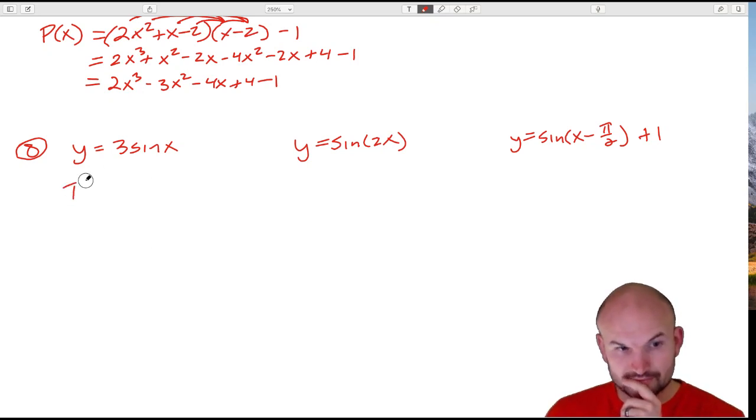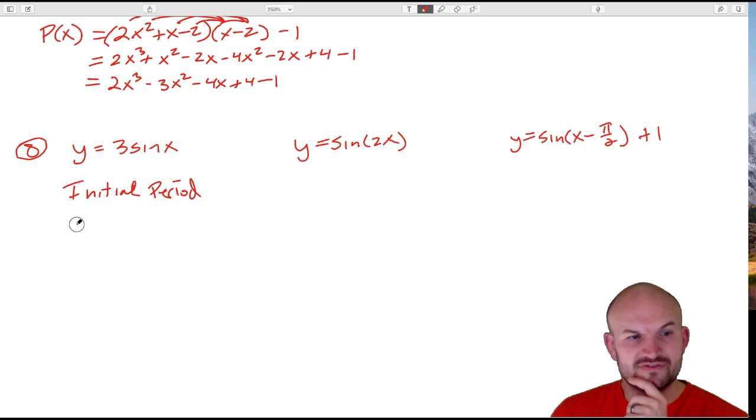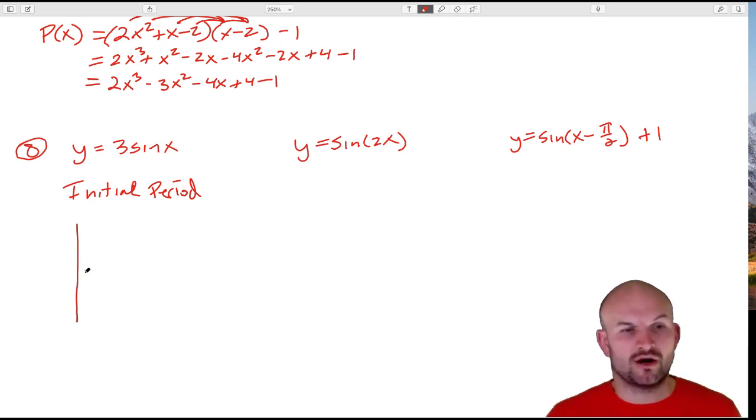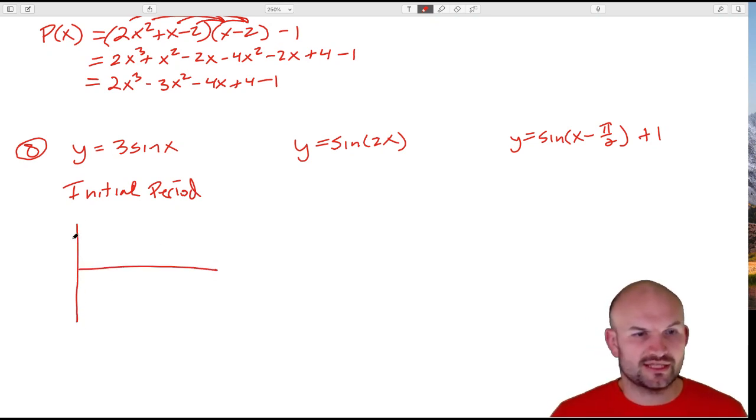First, the initial period. So the initial period of sine, which is basically 1 revolution around the unit circle, looks like this. It goes up to 1, goes down to -1, has 2 pi, crosses at pi, pi halves, and then this would be 3 pi halves. So the graph goes up, crosses, down, up.